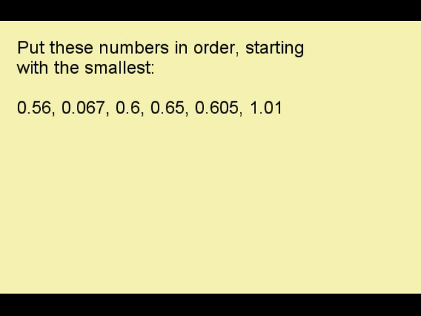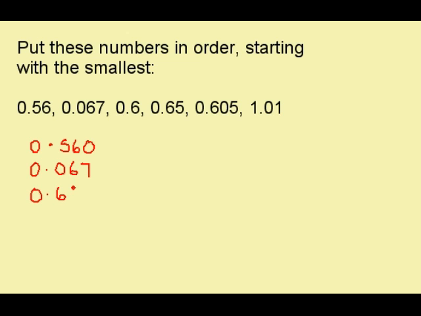Looking at the question, I can see that this number and this number have three numbers after the decimal point. So they all need to have three numbers after the decimal point. So 0.56 I'm going to rewrite as 0.560. Then we have 0.067.